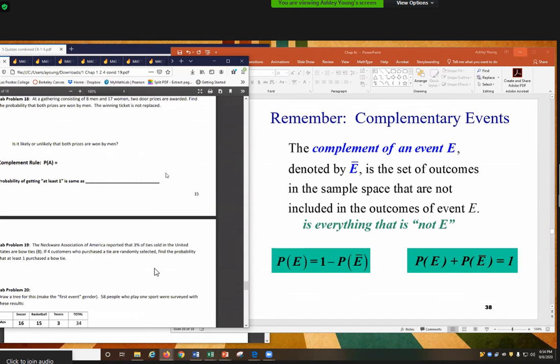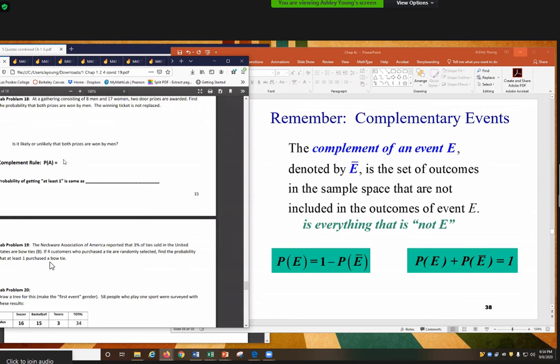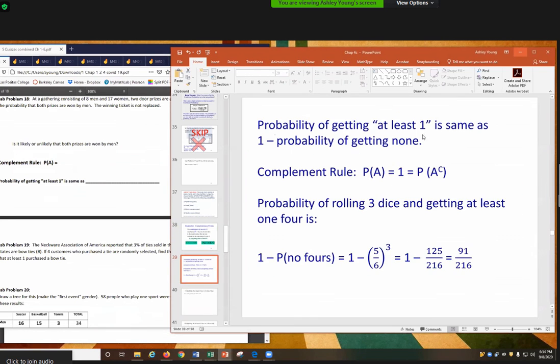We're going to jump down to the bottom of page 15. That's where we are. Complement rule. We're just reminding you of that. So complement rule, probability of A is equal to, I'll just write it in here. That's supposed to be a minus. I got the wrong color on. Black. Minus. 1 minus the probability of A complement.